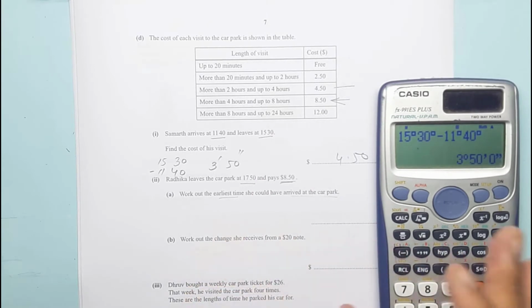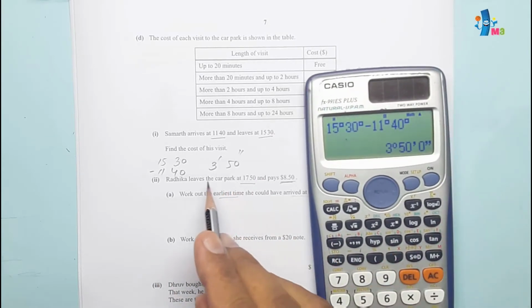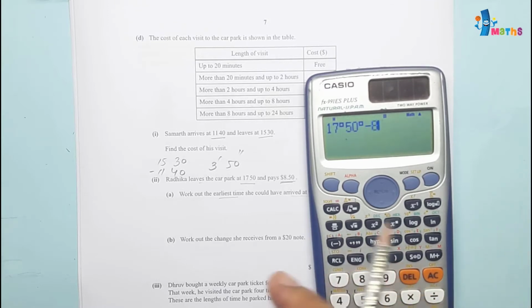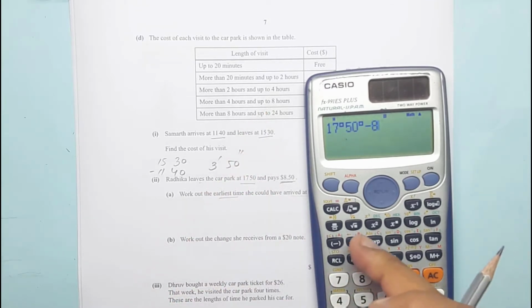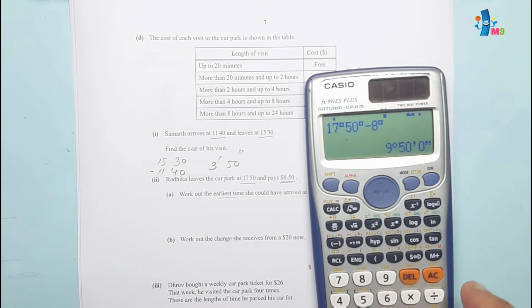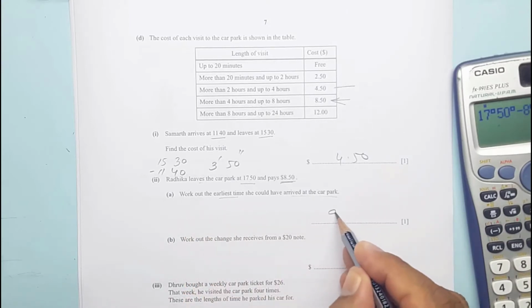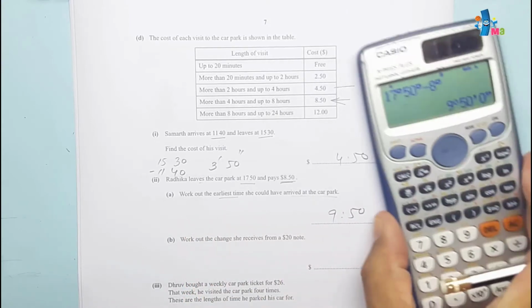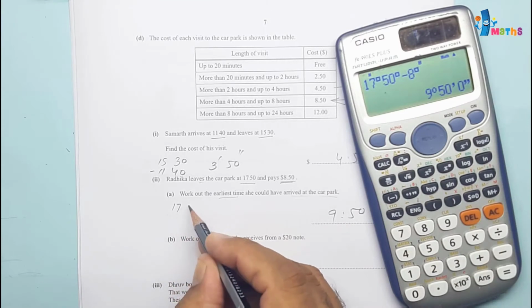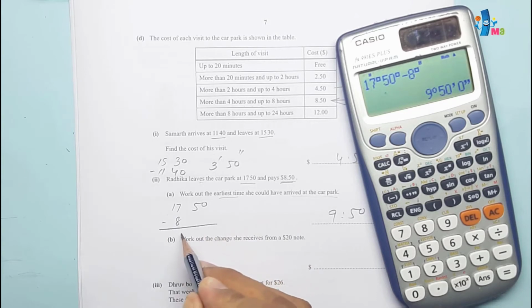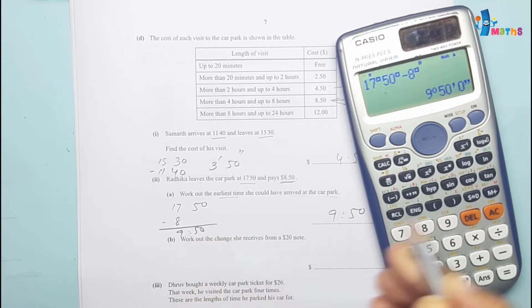So she left at 17:50. So 17 hours and 50 minutes minus 8 hours, the maximum we have to take, will be equal to 9 hours and 50 minutes. The same working we can write here: 17 hours 50 minutes minus 8 hours. So this will be 9 hours and 50 minutes.